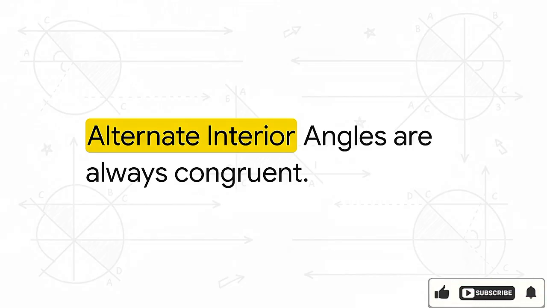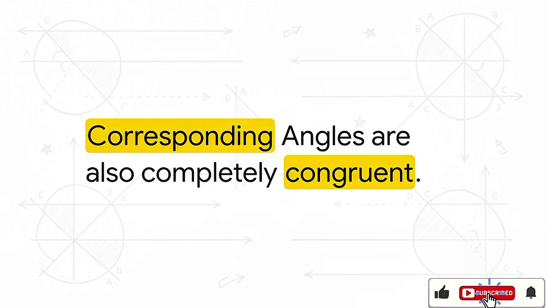And the best part? They are always exactly equal to each other. Next up, we have the F shape. Trace the letter F along the lines and look at the matching corners neatly tucked right under the 2 horizontal arms. We call these corresponding angles. Because they sit in the exact same matching position at both intersections, they are also entirely congruent. They are the exact same size.